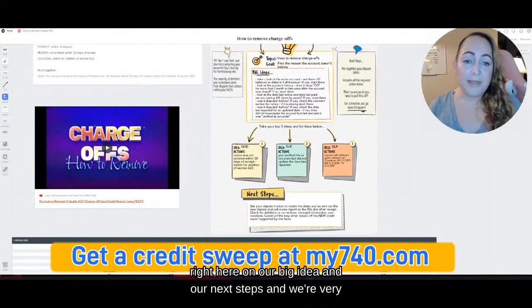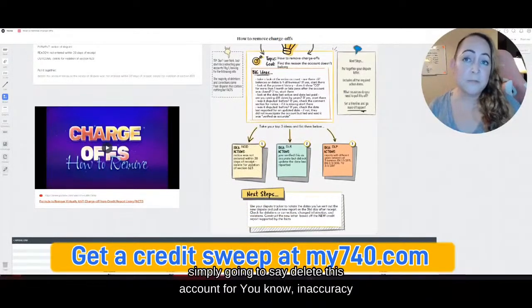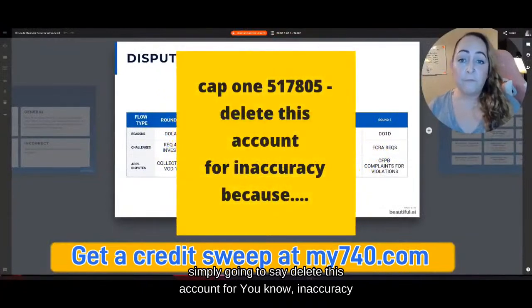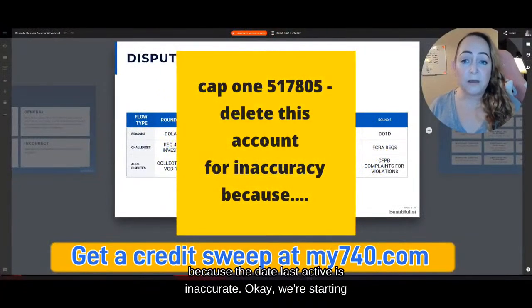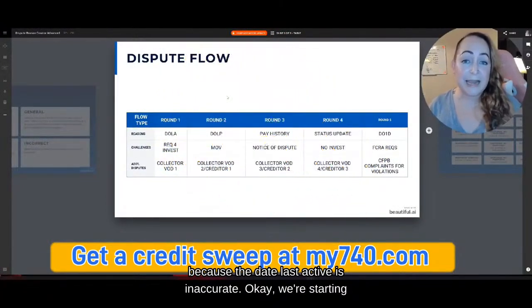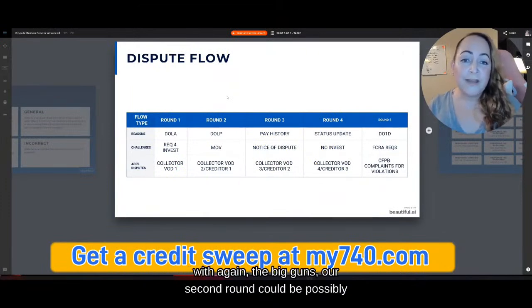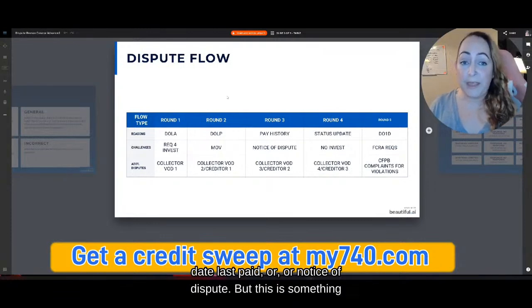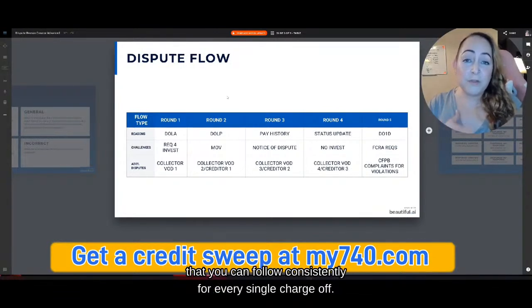Right here on our big idea and our next steps. And we're very simply going to say, delete this account for inaccuracy because the date last active is inaccurate. Okay, we're starting with, again, the big guns. Our second round could be possibly date last paid or our notice of dispute, but this is something that you can follow consistently for every single charge off.